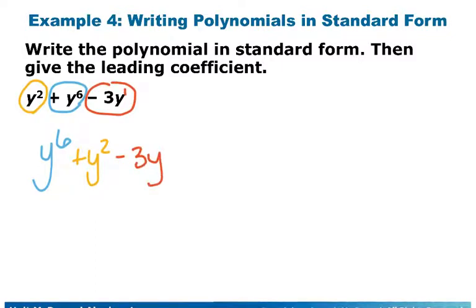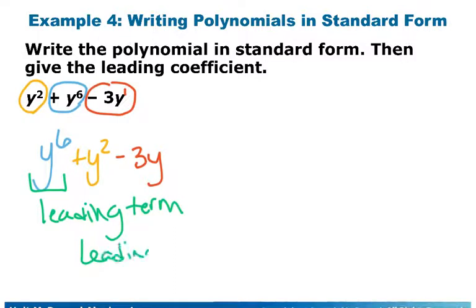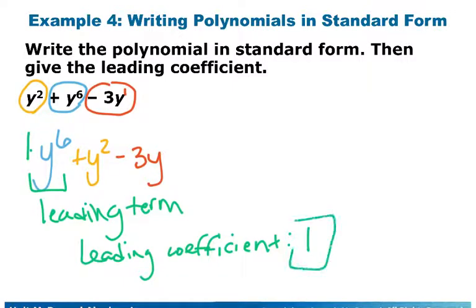And then they want us to find the leading coefficient. So this is the leading term when it's now in standard form. And so the leading coefficient is actually a 1. So as much as you don't see the number out front, the number that would be way out front that would actually allow us to keep y to the 6th would be a 1 versus like a 0 or something.